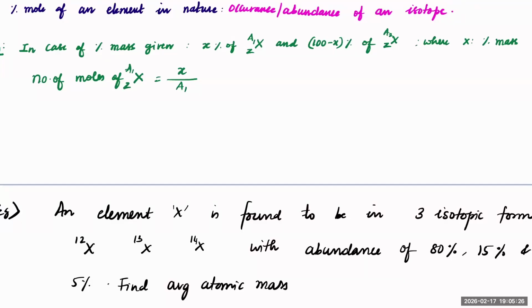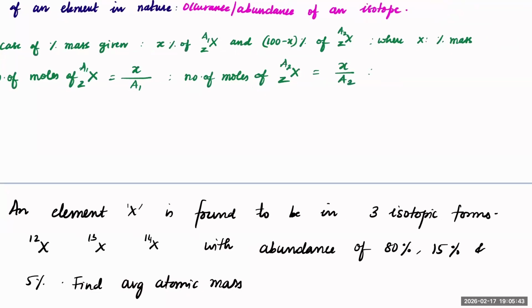Okay. Similarly, if I have to figure out the number of moles of X A2 and Z, that will be equal to x by A2. Sorry, this is 100 minus x. This is 100 minus x, okay? So the total moles will be equal to x by A1 plus 100 minus x by A2. Got that? This is the total number of moles.